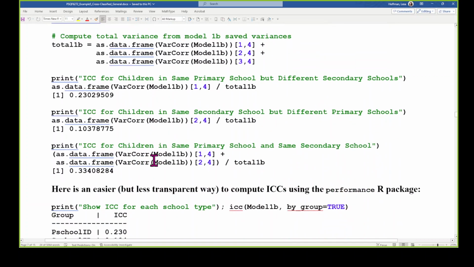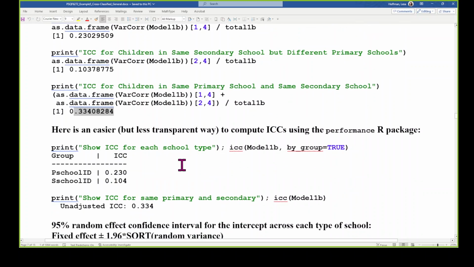I did that in R to show you the numbers. So 0.23 is the intraclass correlation of students who went to the same primary school but different secondary schools. 0.10 is the ICC for the same secondary but different primary. And then to get to what it would be if they shared both schools, you add them together. These two added together work out to be the 0.33 that you see on the screen, and that means the expected correlation of students who have both in common. We're assuming an additive relationship in this model.